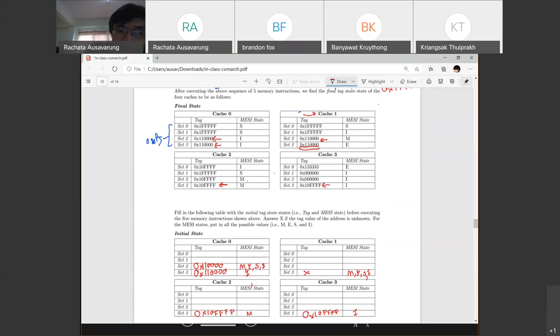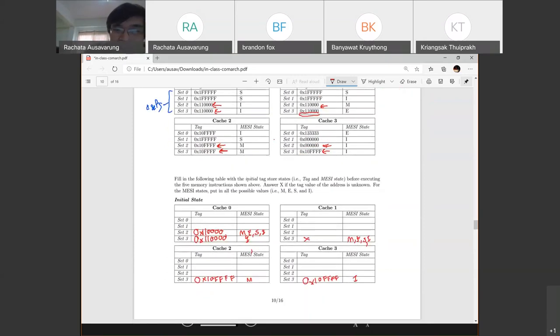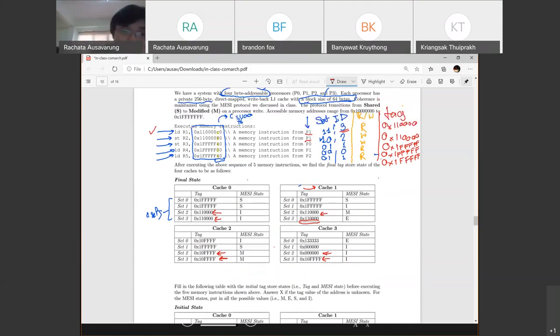For the other cache, this set is having a totally different tag, so you know that it has nothing to do with this store. So you can copy it down here with the same status and the same tag, 110000. Nope, I looked at the wrong table. So there's 10FFF modified, 0x00000 invalidated. Any questions so far? We are done with the second request.